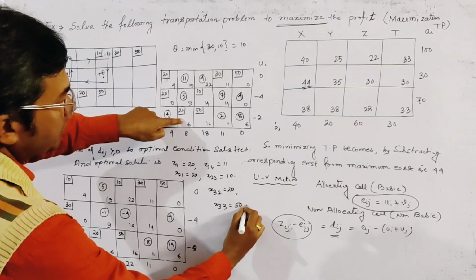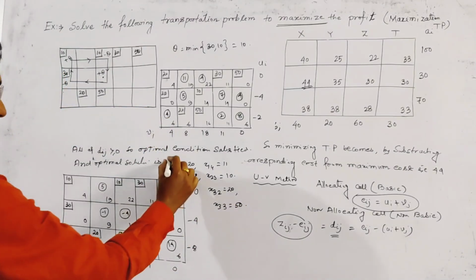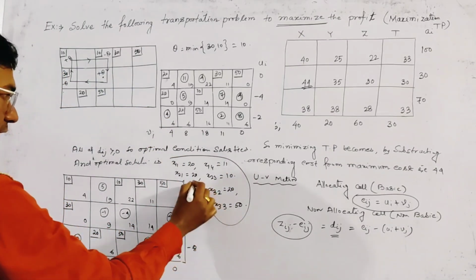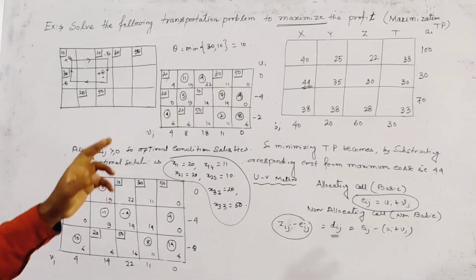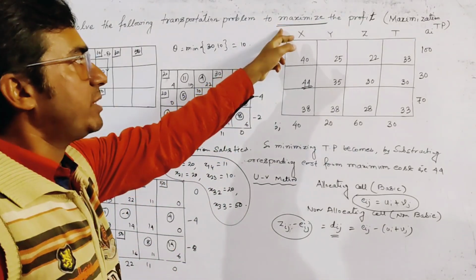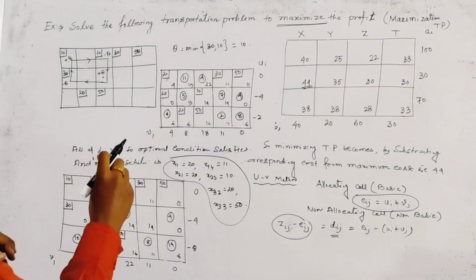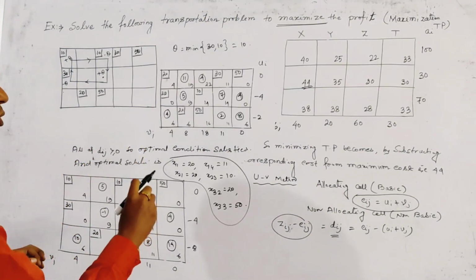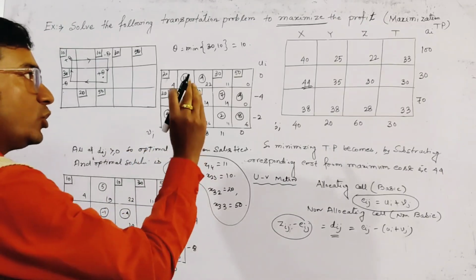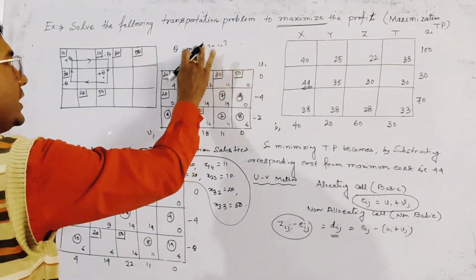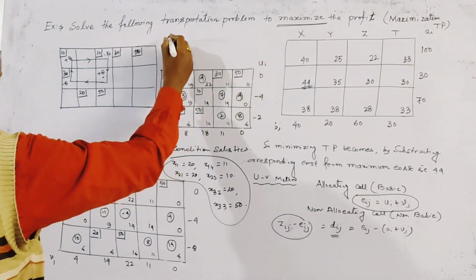x33 is 50. Okay, now here is an important question: how to find the maximum profit, because this problem is a maximization problem. To find the maximum profit, we must take the original costs. Here we write max profit.